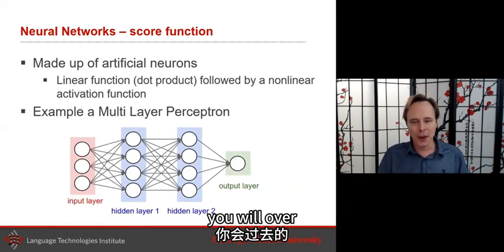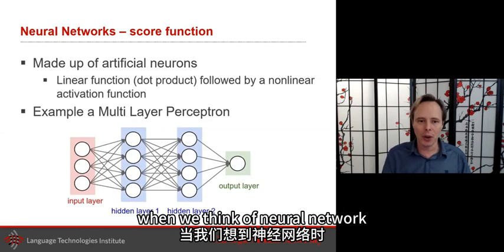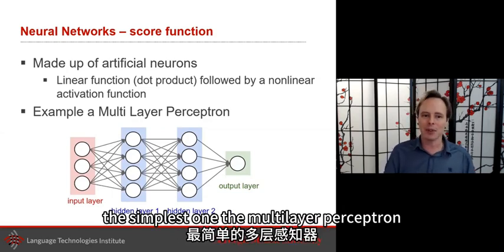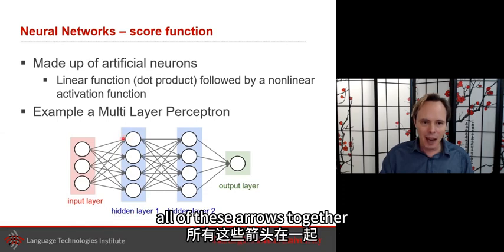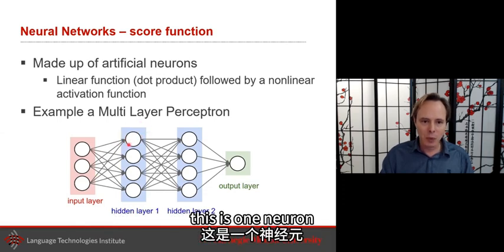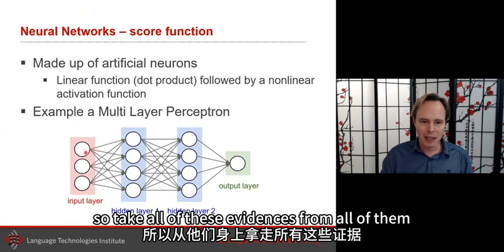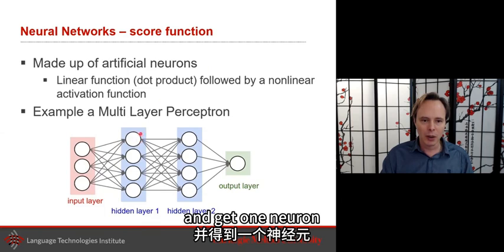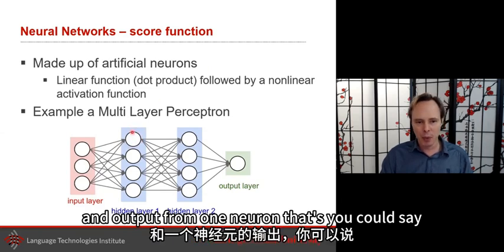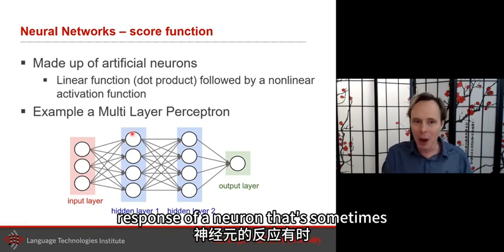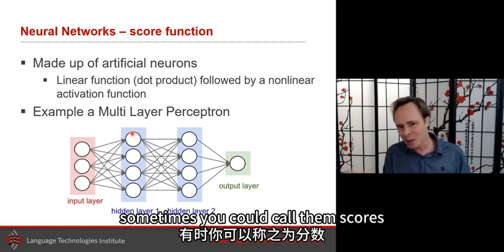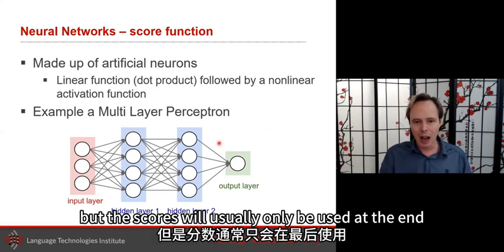When we think of a neural network, the simplest one, the multi-layer perceptron, if you take all of these arrows together, this is one neuron. So take all of these evidences and get one neuron and one output from it. You could call that the output of a neuron, or the response of a neuron. Sometimes you could call them scores, but scores will usually only be used at the end.